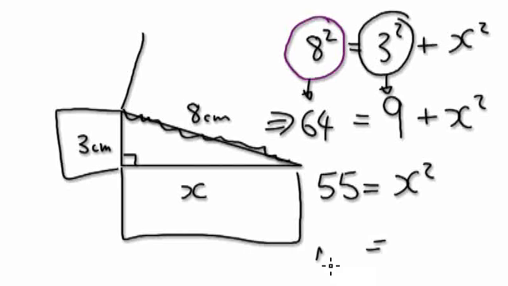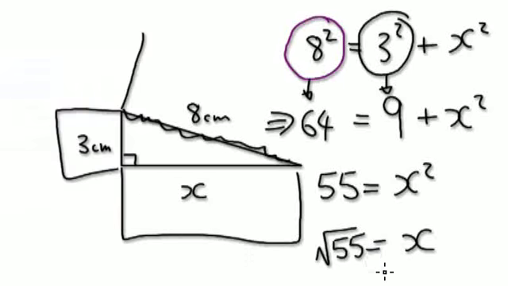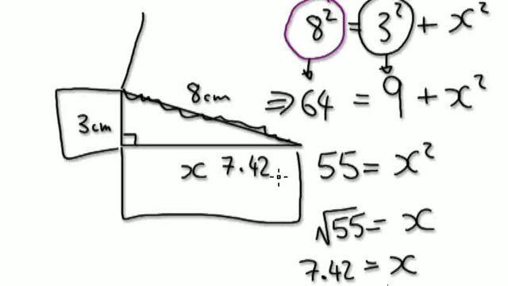Now square root both sides, so it will be the square root of 55 equals x. Now jump to a calculator. The square root of 55 is 7.42. So x equals that. So this length here must be 7.42 centimeters. In the next video, I'll give you some more examples.